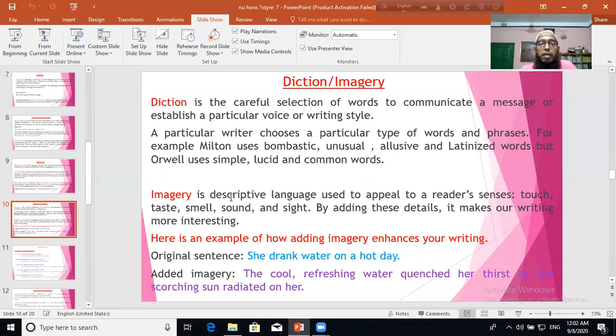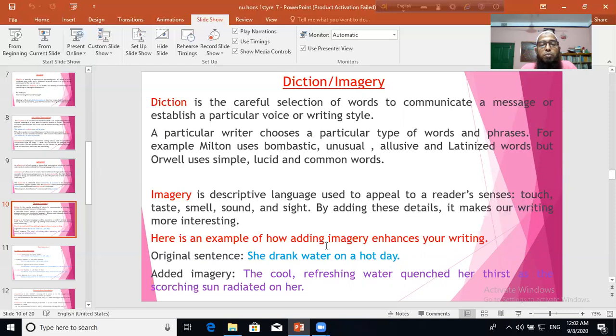When a writer is writing words and we are reading, we feel that we are seeing the picture of that setting, of that scene. So that use of images is called imagery. Imagery is descriptive language used to appeal to the reader's senses: touch, taste, smell, sound, and sight, five senses. By adding these details, it makes our writing more interesting.